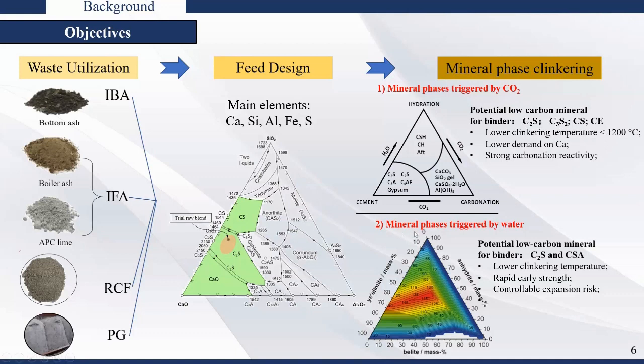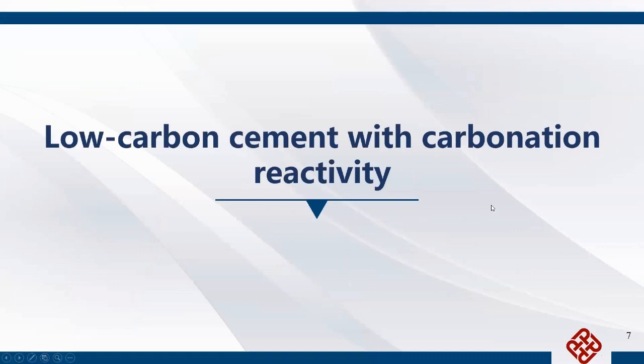The second category is mineral phases triggered by water, so it's hydraulic cement. The potential low carbon mineral we choose is a combination of C2S and CSA. Again, it doesn't need high temperature, it has a lower clinkering temperature and rapid early strength, and by adding C2S to CSA, we can control the expansion risks, which is an inherent problem for CSA cement. Okay, so we have different types of cement candidates. First one, low carbon cement with carbonation reactivity.